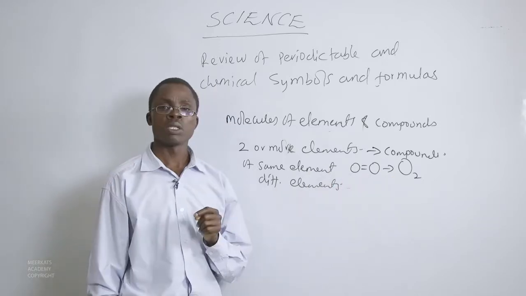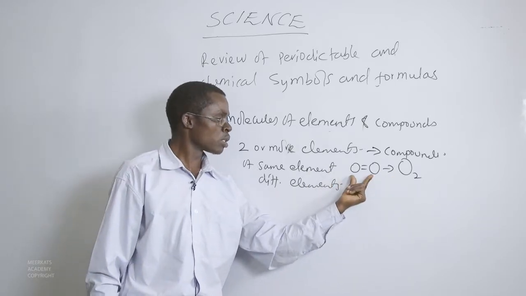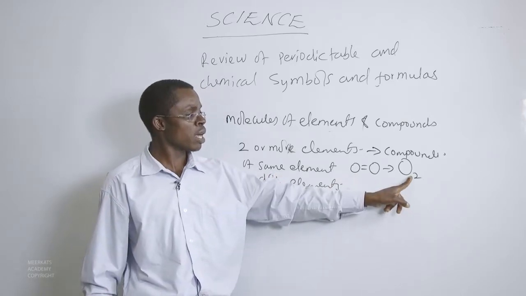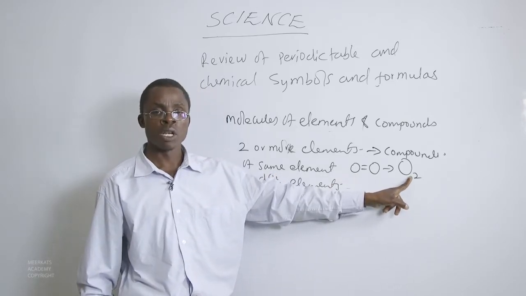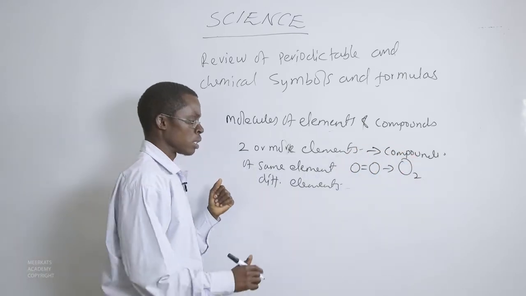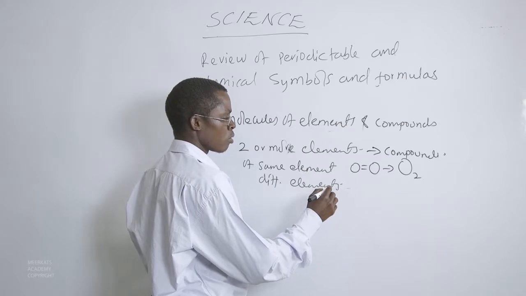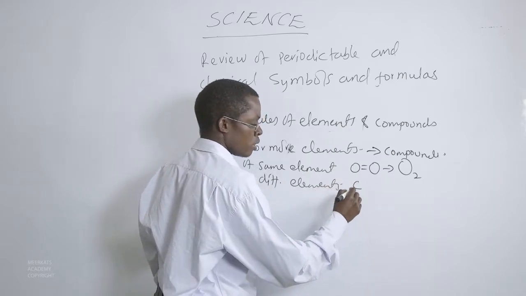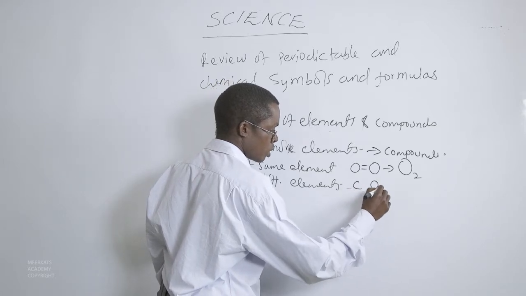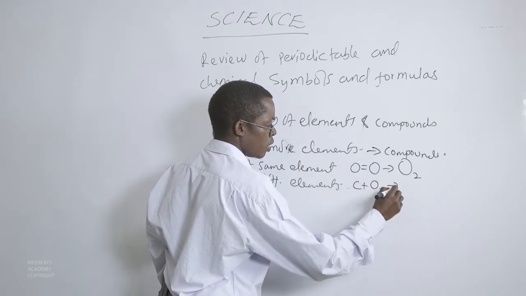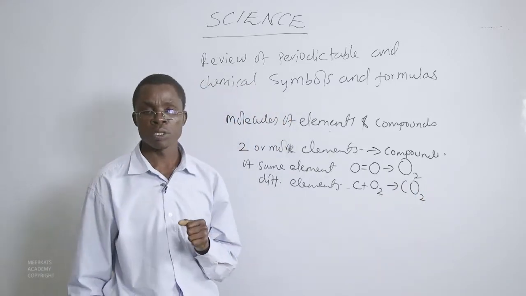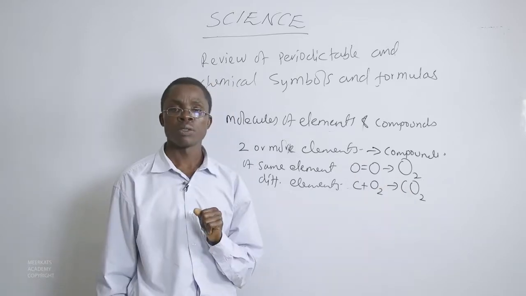This is a compound. Why? Two atoms, even if they are of the same element, but there are two atoms giving us an oxygen molecule, which is a compound. Let's look at different elements. I can talk of carbon combining with two oxygen to give me carbon dioxide. Those are two elements, and these are compounds.